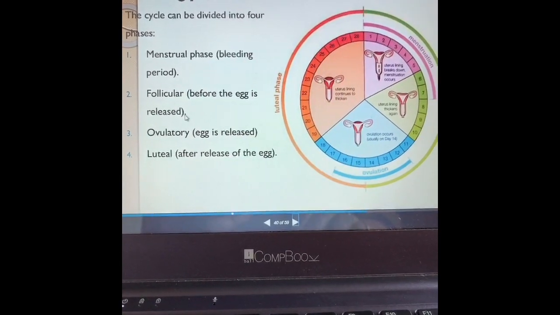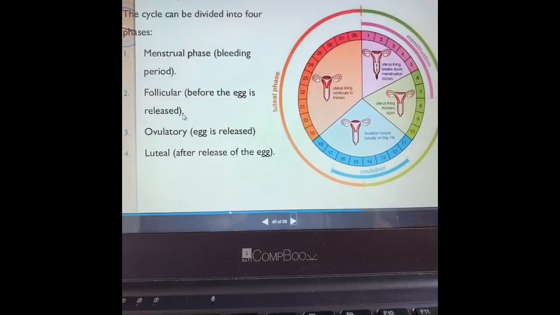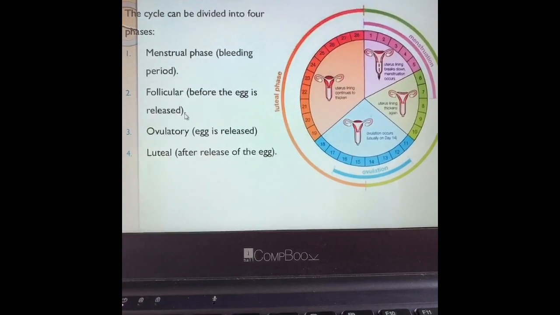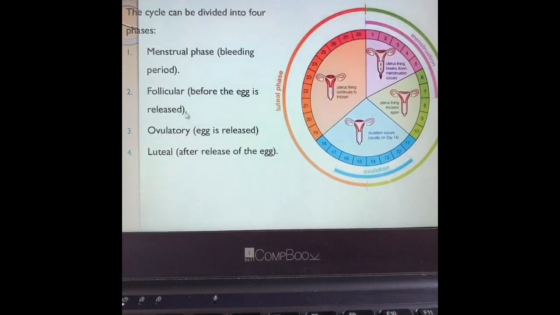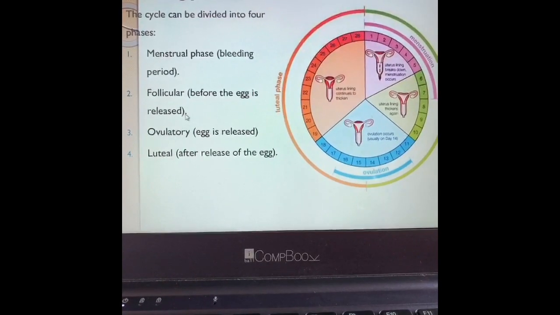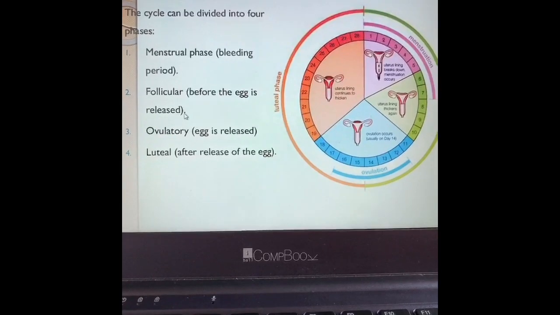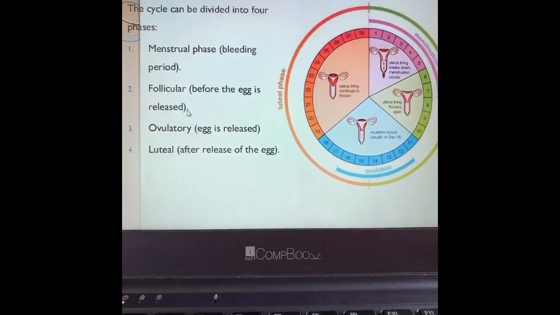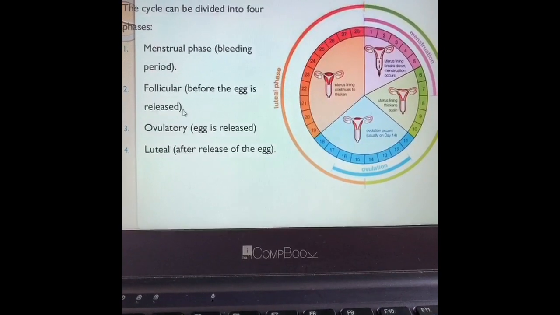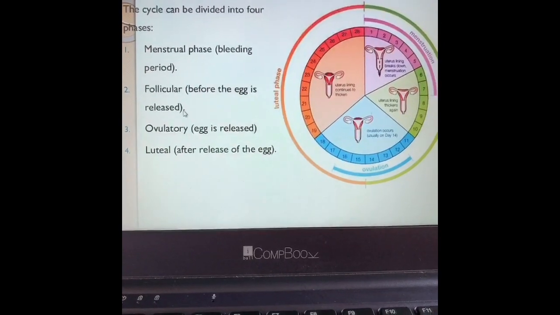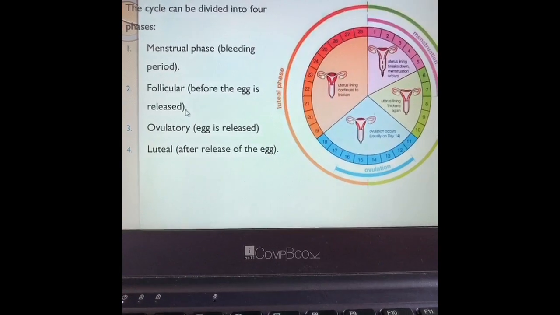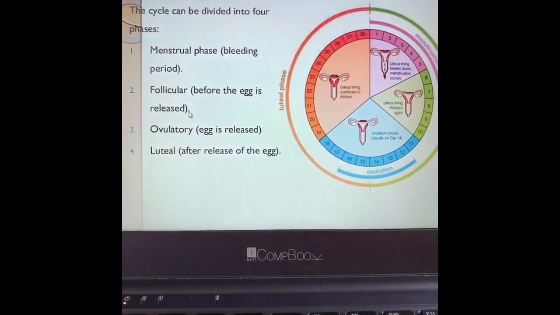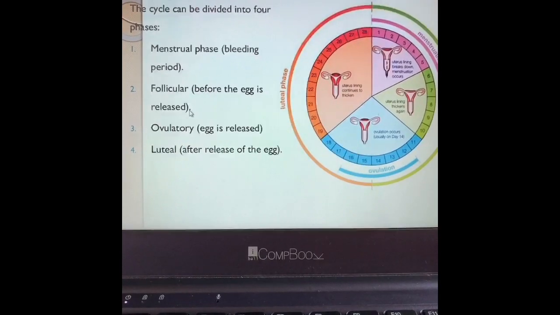If you recall, inside the ovary, the primary follicle matures into a secondary follicle, then into a tertiary, and then into a Graafian follicle, and then ovulation occurs. That is your follicular phase. Then the ovulatory phase, which is when the egg is released, that is ovulation is occurring. And then after the release of the egg, what are the changes occurring? That is the luteal phase.